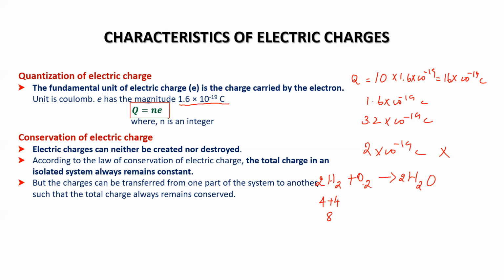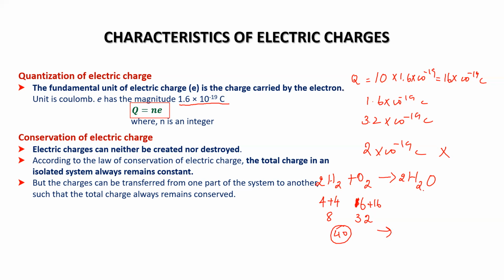Here you see only 1 oxygen molecule. So O2 means 16 protons, right? 8 plus 8, 16. Plus you have to add the electron number, that is 16. So totally 32, and so the total is 40 charges.